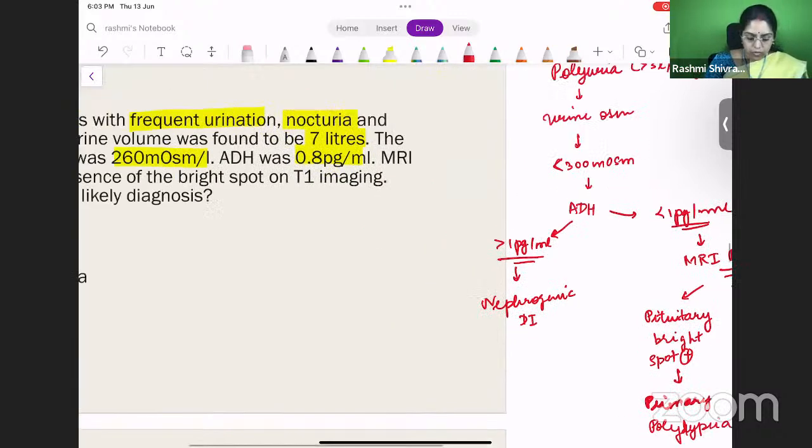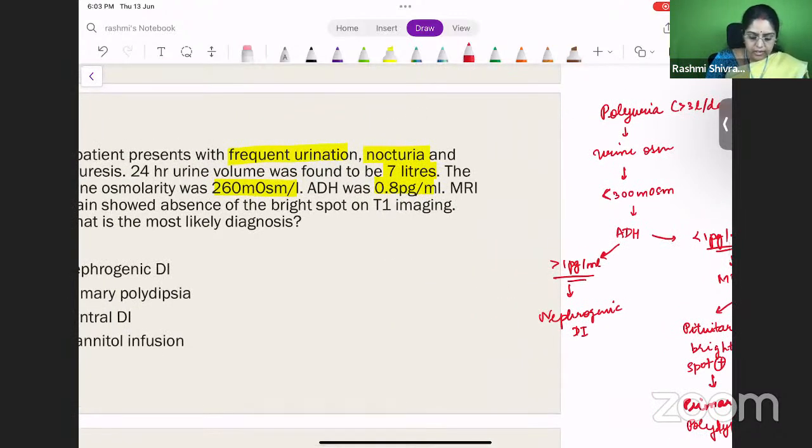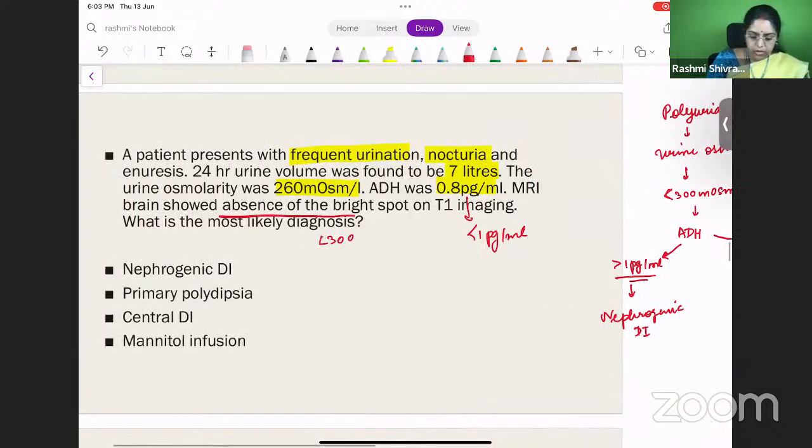So in this question, the osmolarity is less than 300 milliosmoles, the ADH is also less than 1 picogram per ml, and the pituitary bright spot is absent. So the answer for this question will be central diabetes insipidus.